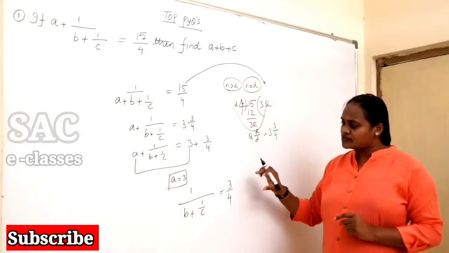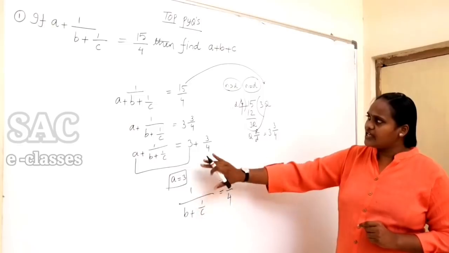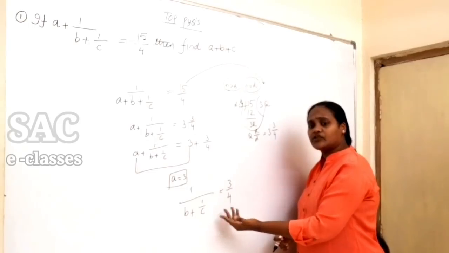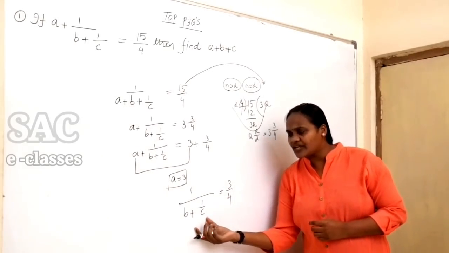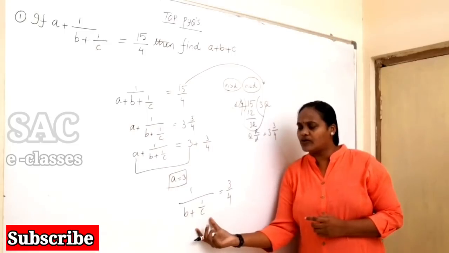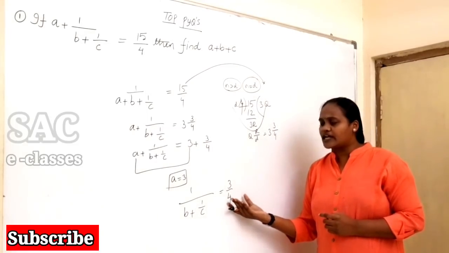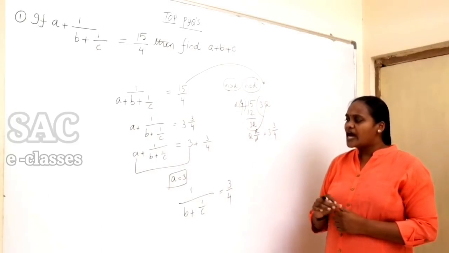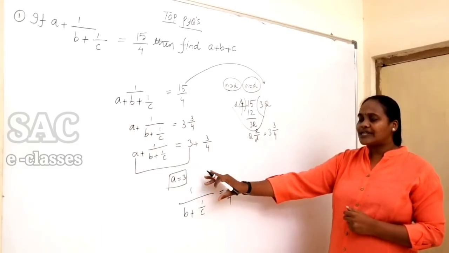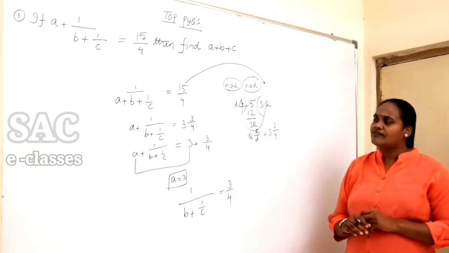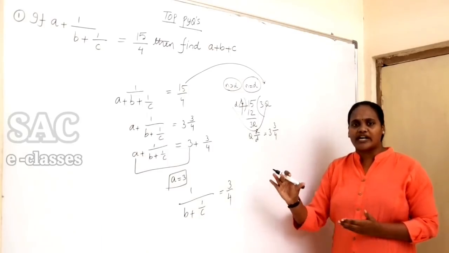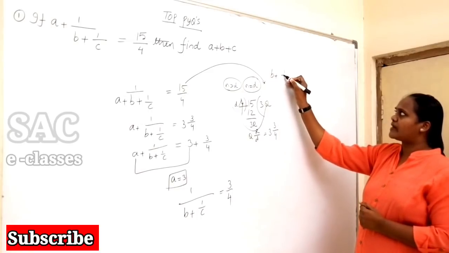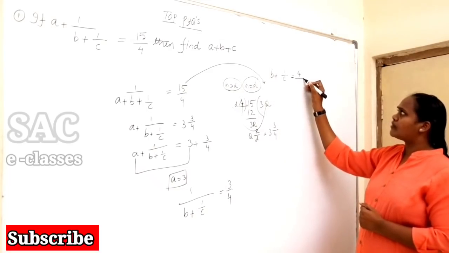You said that, ma'am, if it is an improper fraction, we can convert it into a mixed fraction and get it into the desirable form. Now, can we write this into the desirable form? No. The reason is that it is not an improper fraction, it is a proper fraction. That is why I am going to find its reciprocal. What is the meaning of reciprocal? Changing the numerator as the denominator and the denominator as the numerator. So B plus 1 by C equals 4 by 3.